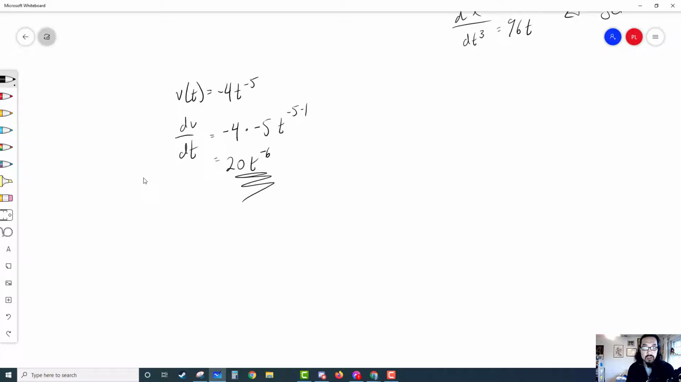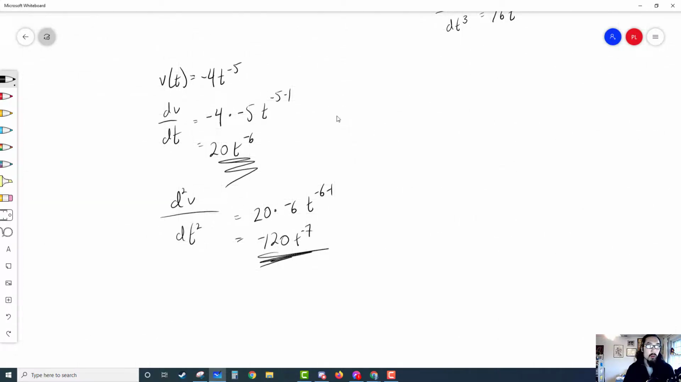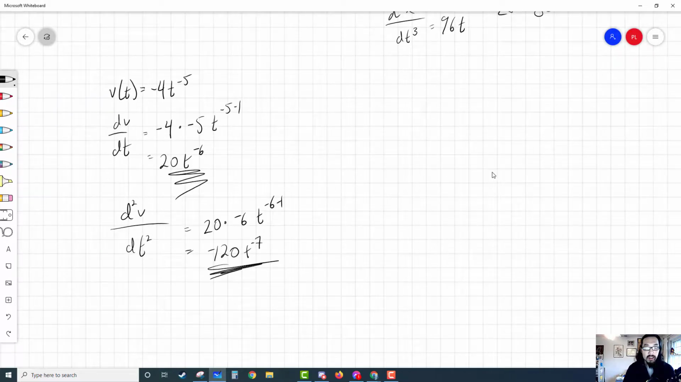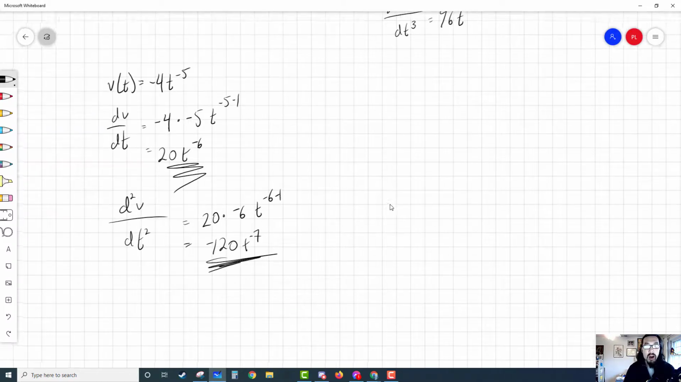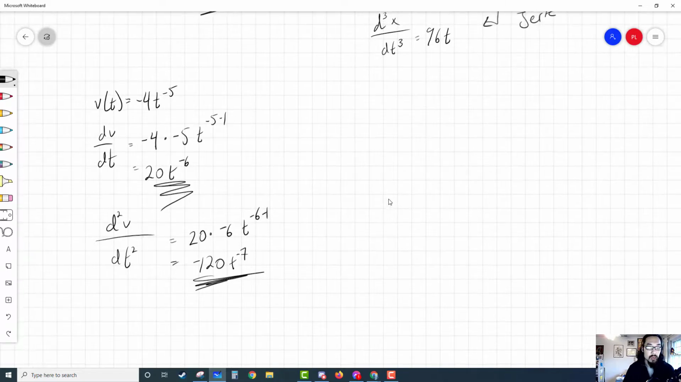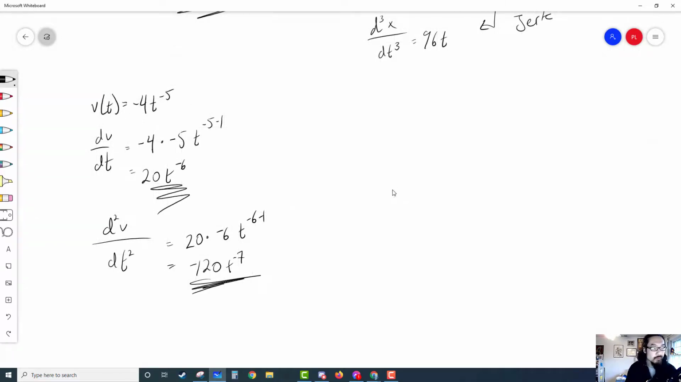Okay, and just in case you want to see that again, let's try the second derivative. So d squared v divided by dt squared. So we get 20 times negative 6, t to the negative 6 minus 1. So 20 times negative 6 is negative 120, t to the negative 7. So this is the second derivative. Now, I do have to tell you that whenever there's negative exponents, I like to do the steps a little bit slower. It just helps my mind to make sure that I know I'm not messing up. Okay. All right. Let's do another one.